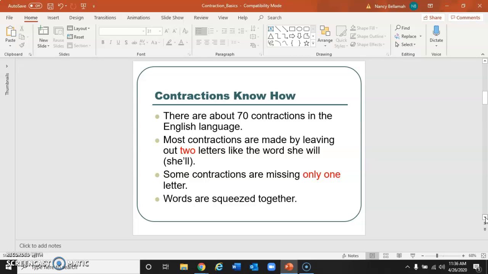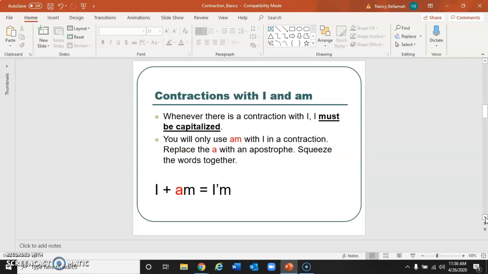Most contractions are made by leaving out two letters, like the words she and will become she'll. Some contractions are missing only one letter. Words are squeezed together. Whenever there's a contraction with I, the I must be capitalized. You will only use am with I in a contraction. Replace the A with an apostrophe and squeeze the words together. I plus am equals I'm.